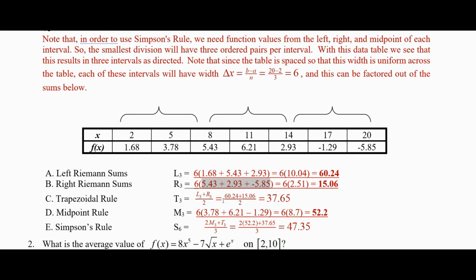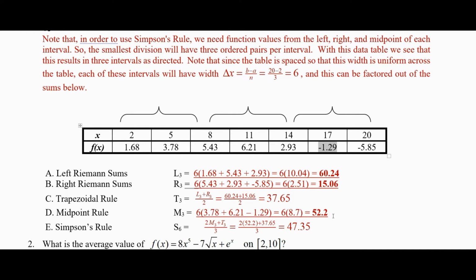The midpoint estimate is like the left and right estimates, but we use the midpoint. So we use the 3.78, the 6.21, and the negative 1.29. Notice we are using the y values there, not the x's. Add those up to get 8.7. Again, multiply by that common width of 6 to get 52.2.